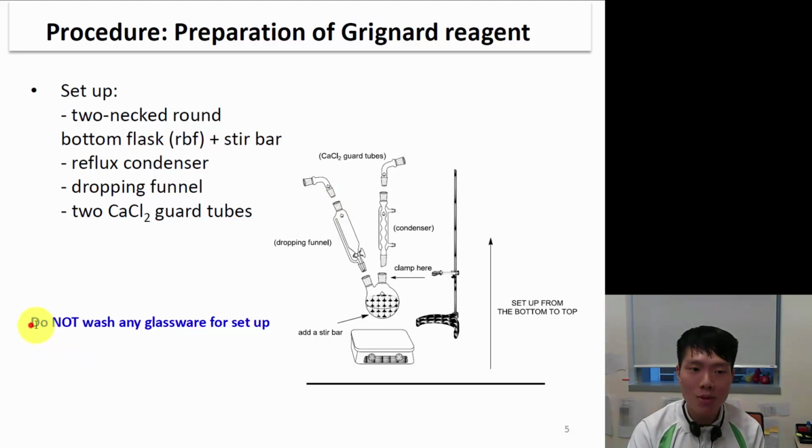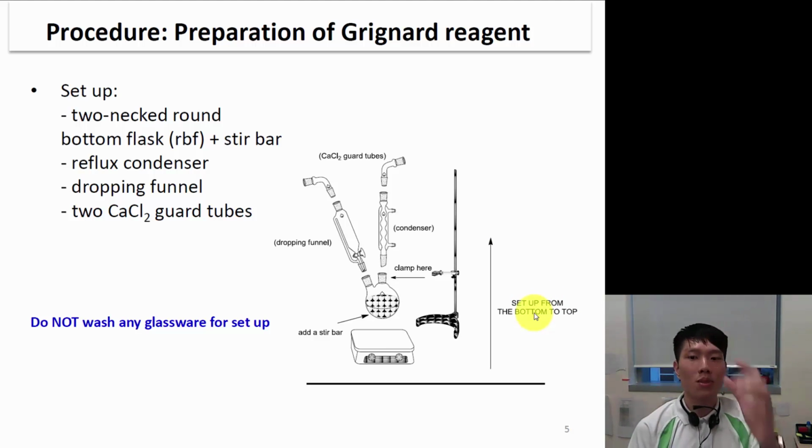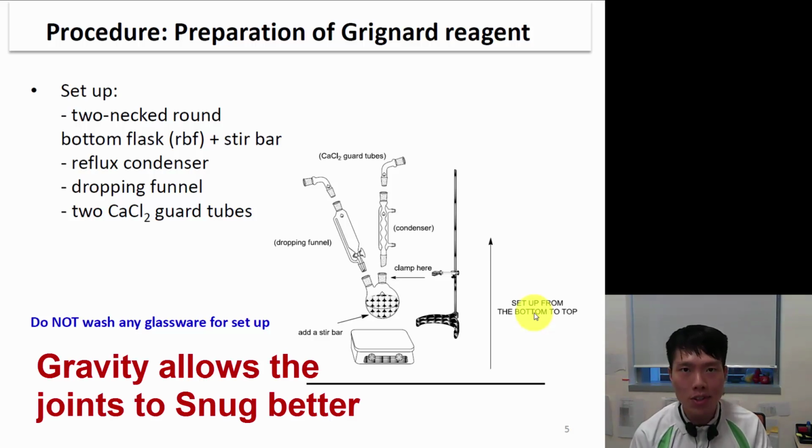So you should understand why we should not wash any glassware for setup, because we want it to be dry. Come on, it's Grignard reagent. Next thing to pay attention to is set up the reaction from the bottoms up, right? Just like you drink, bottoms up. Why so? Because I am making use of gravity. Make it your friend. Gravity is on your side.